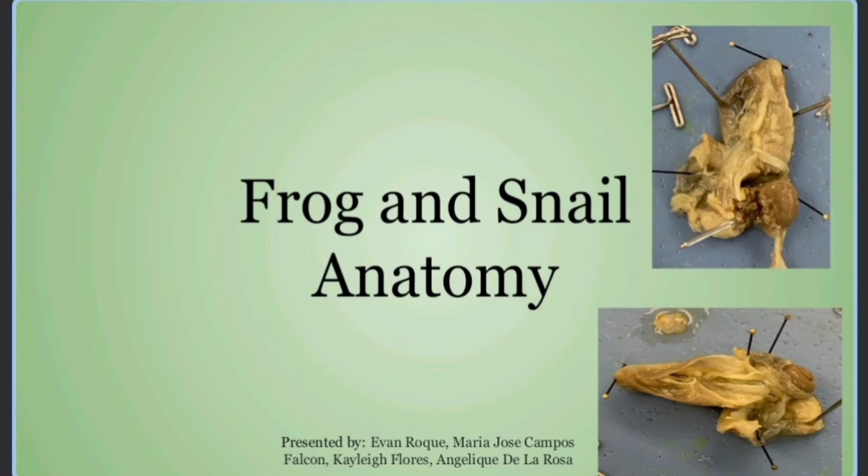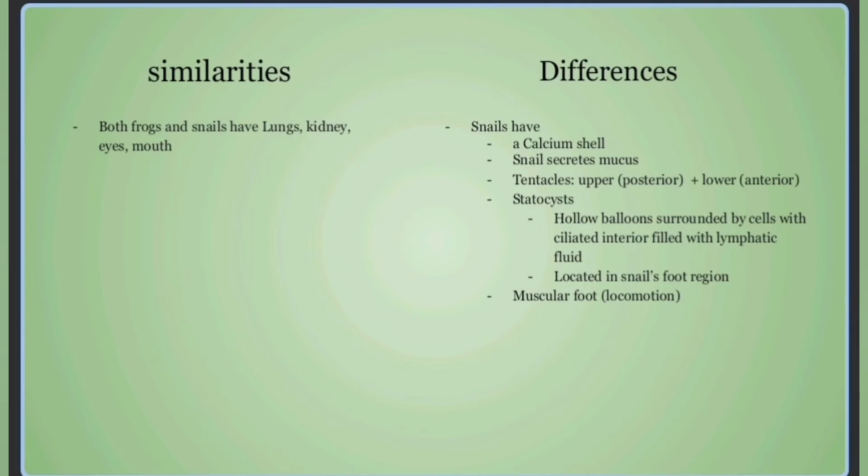Frog and snail anatomy presentation for biology lab. The similarities and differences between frogs and snails. The similarities. Both frogs and snails have lungs, kidney, eyes, and mouth.